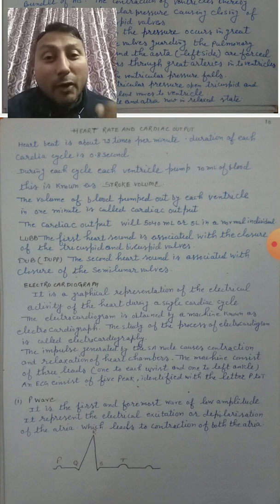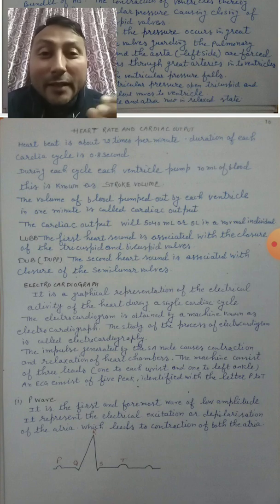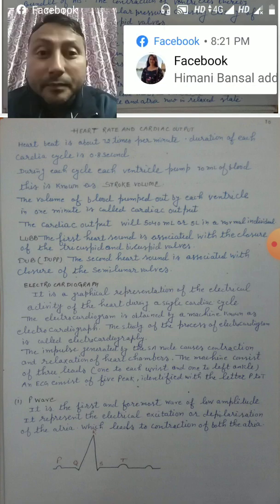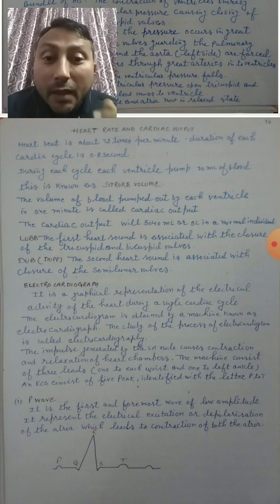And when I'm talking about heart sound, generally we say it is dhak dhak, but it is not dhak dhak. It is lub and dub. Lub sound is produced in association with the closure of the tricuspid and bicuspid valves. And dub sound is produced in association with the closure of the semilunar valves.